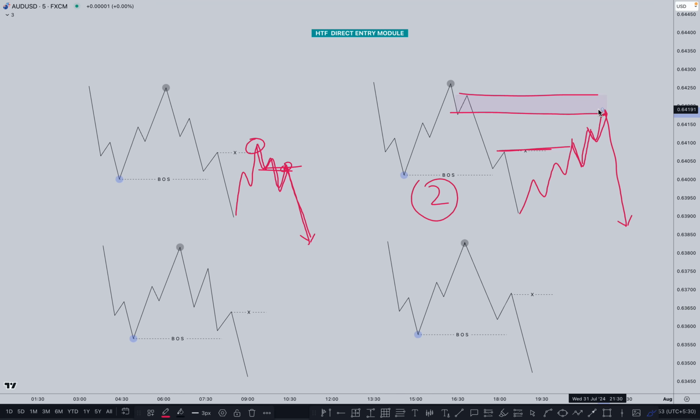Now look at diagram 3. In this case, we have only inducement right here. After the break of structure, the market just creates an inducement. In this case, there is no extreme PY, only inducement is here. So how can we deal with this situation?